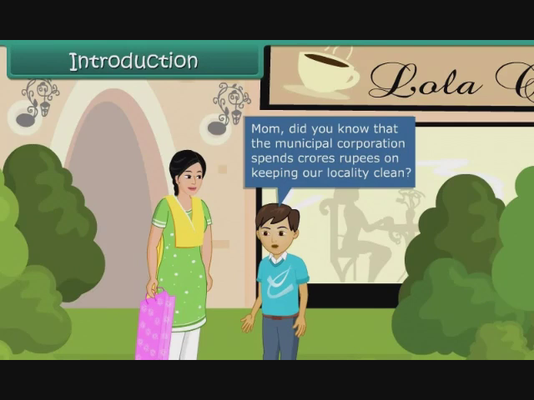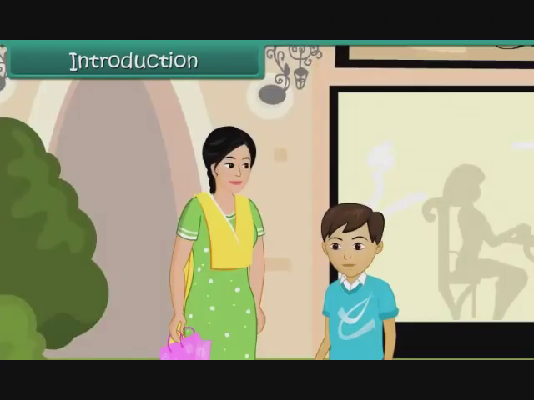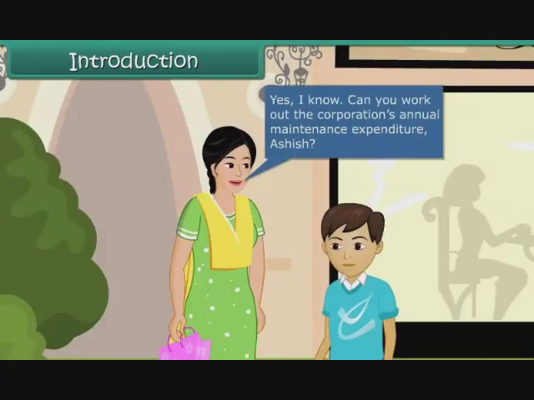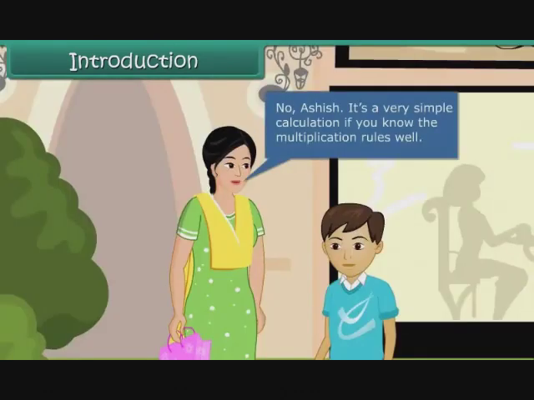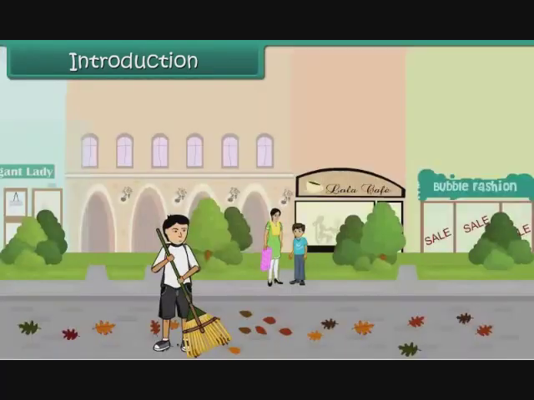Mom, did you know that the municipal corporation spends crores of rupees on keeping our locality clean? Yes, I know. Can you work out the corporation's annual maintenance expenditure, Ashish? It is a long calculation, Mom. No, Ashish. It is a very simple calculation if you know the multiplication rules well. In this lesson, you will learn to perform basic operations on large numbers.